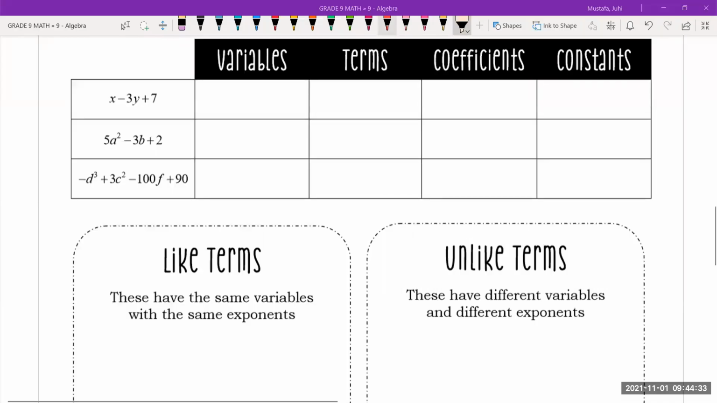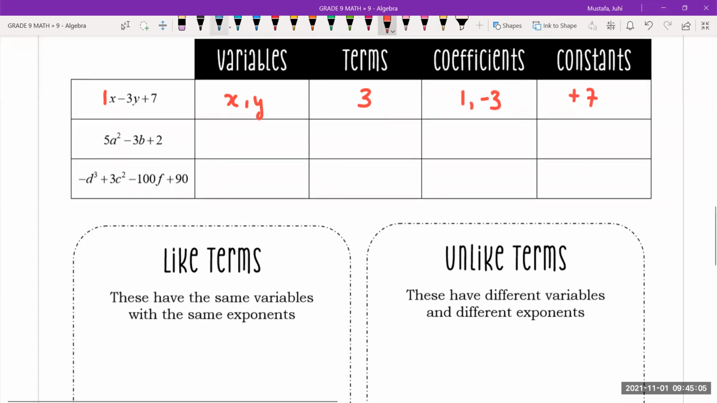Done. Can I get one volunteer to tell me all their answers for the first row? Nicole, go ahead. What are the variables in this? Yep, and how many terms do we have? Good. What are the coefficients? Yep, and you actually do have to do them in order. So you're going to say 1 and then negative 3. And then what is the constant? It's going to be positive 7. Good job.